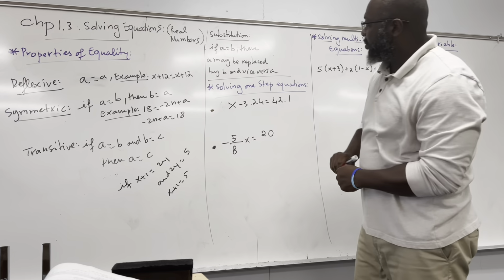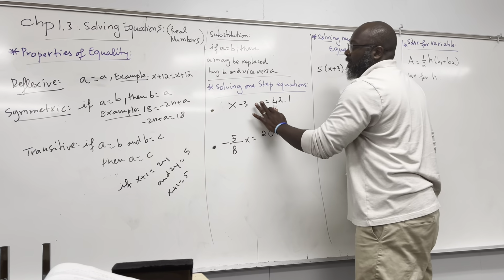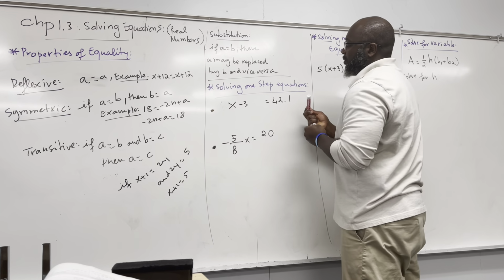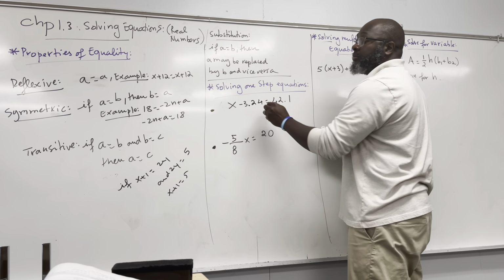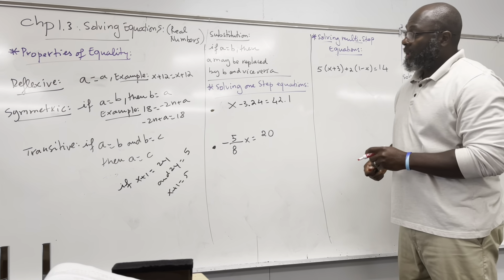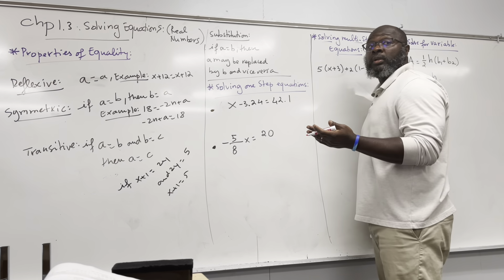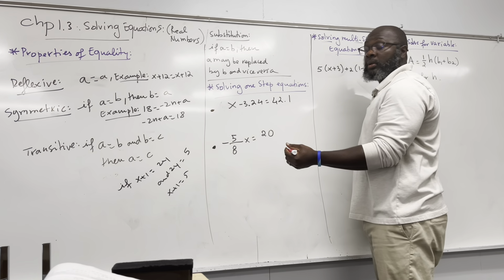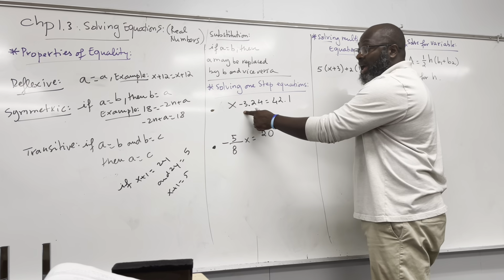So you have x minus 3.24. This is a decimal number, right? It's 3.24 equals 42.1. How do you solve this? You subtract it by the other side. Which one are you solving for? Well, technically, that has to move.